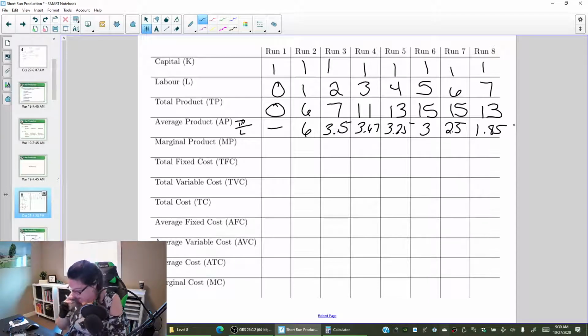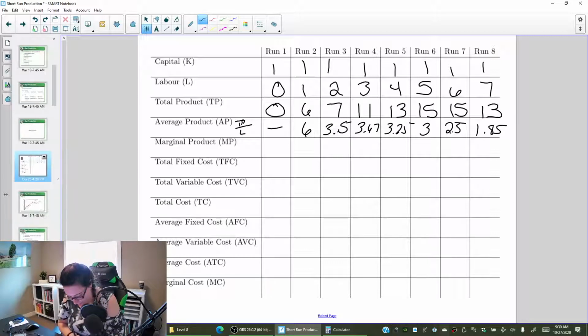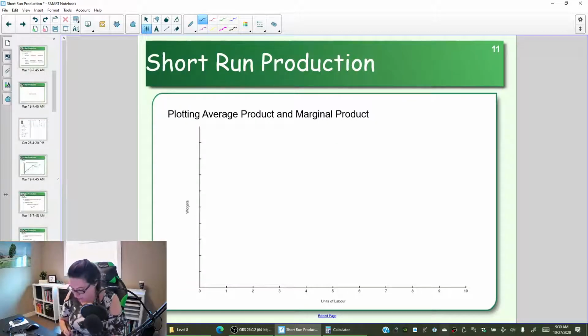And so what we would do is we would take this information and we can plot it on a graph. And so here we have our number of widgets on the vertical. We have our number of units of labor on the horizontal. And let's make this on a 10-point scale here. 1, 2, 3, 4, 5, 6, 7, 8, 9, 10.